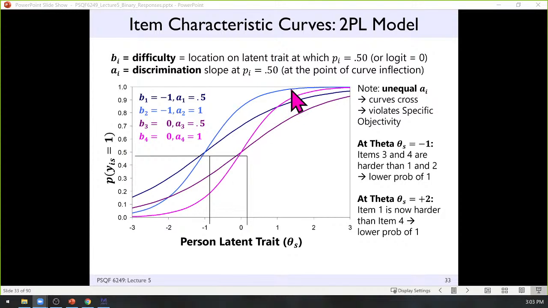So the fact that the items lose their ordering when you get out here to a trait level that they weren't intended for, to me is kind of like, so what? Like, that's not what those items are for. But it does bring up one of the biggest differences in how we think about items in this context. And it's not just, is the item good, but for whom is it good?